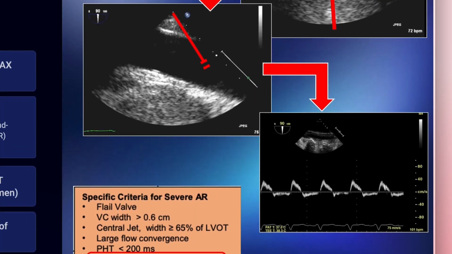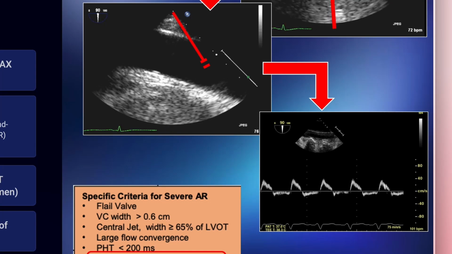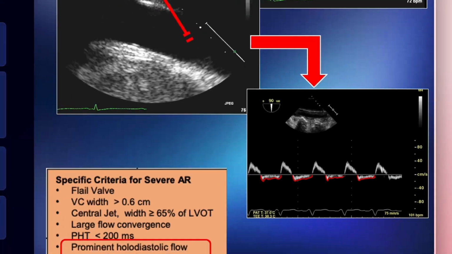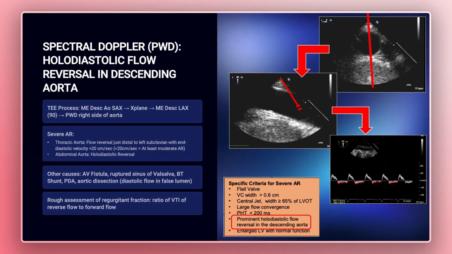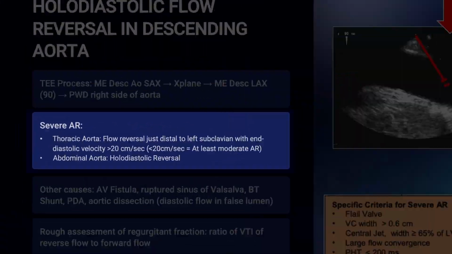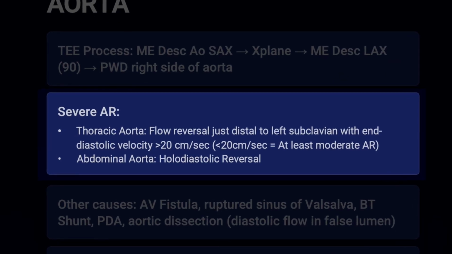After you perform it on the right side of the image, the flow that is seen below the baseline is the regurgitant flow. It's the flow that's going away from you, back towards the left ventricle. You must distinguish if you're viewing the thoracic descending aorta versus the abdominal descending aorta. From the thoracic aorta, you must see flow reversal just distal to the left subclavian with an end diastolic velocity greater than 20 centimeters per second.